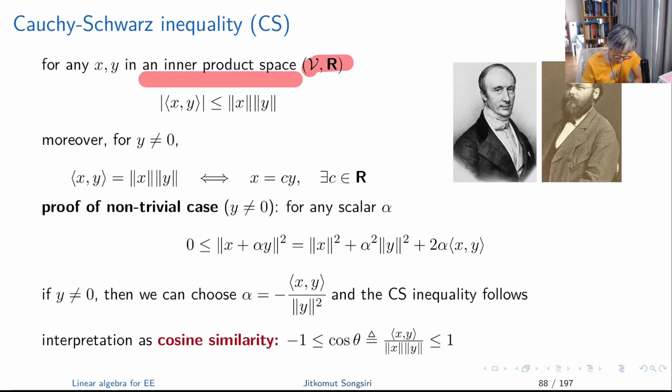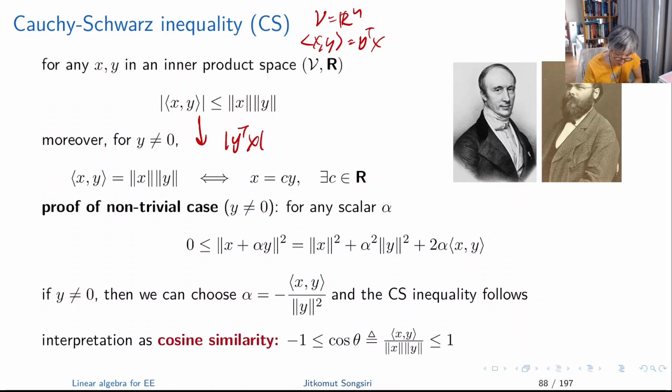For example, first of all, if I pick V to be R^n, and I just use the conventional inner product as y transpose x, this simply says the absolute value of y transpose x is less than or equal to the two norm of x times the two norm of y, because the two norm of vectors x and y is the induced norm from this inner product.